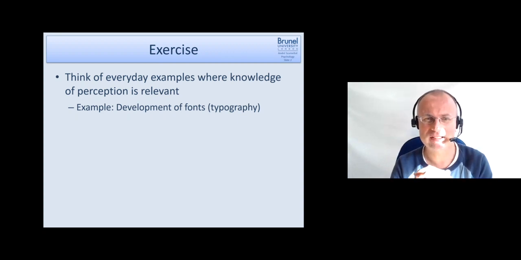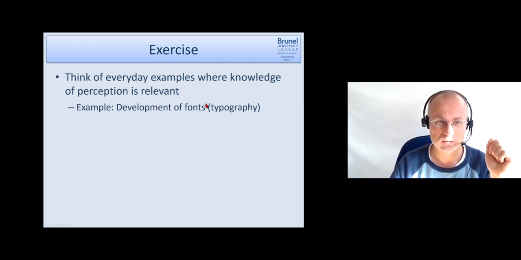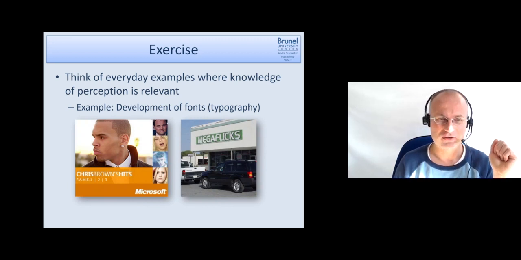And this is for the development of fonts. So a font, you know how the letters are exactly shaped on the screen. You know, Times New Roman, Arial, Calibri. And this is called typography. And I will give you two examples of that.